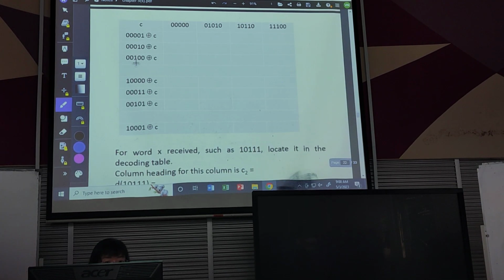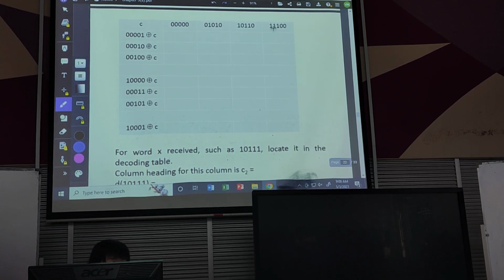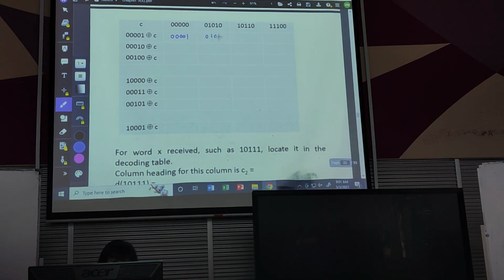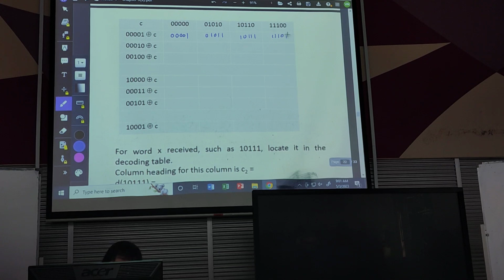So for example, you will put a table like this. We use the same example again. You can see that you have 4 codes just now, right? The 4 codes you write on the top of the column. And on the side here, you start with the minimum weight, which we call the coset leader. The minimum weight here is 00001. Then we will exclusive OR with all the 4 codes here. So using exclusive OR, we have 00001, 01011, 10111, 11101, which is the exclusive OR with this coset leader.